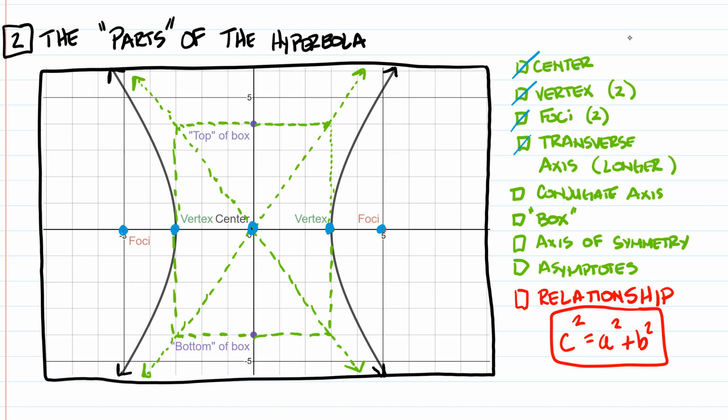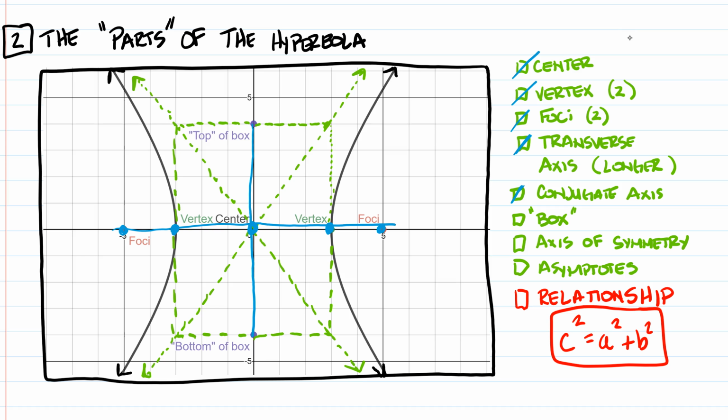The transverse axis is the longer of the 2 axes. The transverse axis is the one that has the focal points, the vertices, the center, and then the focal points again. That's your transverse axis. Your conjugate axis is the one that is perpendicular to your transverse axis. You're not going to hear me use those words, transverse and conjugate. You're just going to hear me say either opens left or right or up and down. I think it's a lot easier for students to understand.